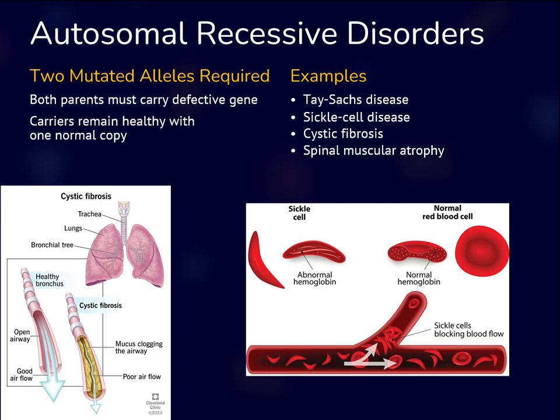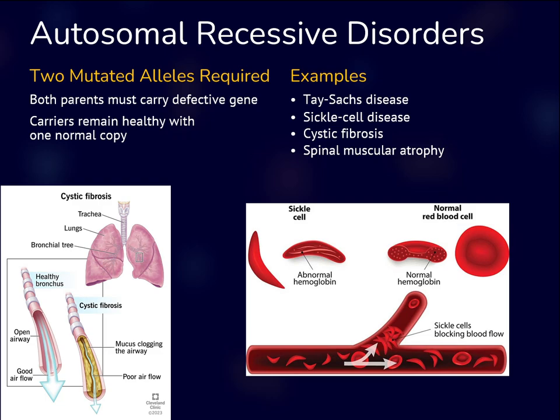Sickle cell disease happens when both copies of the hemoglobin gene are mutated. This mutation causes red blood cells to form a sickle shape, which makes it harder for them to carry oxygen and can block blood vessels, leading to pain and organ damage.